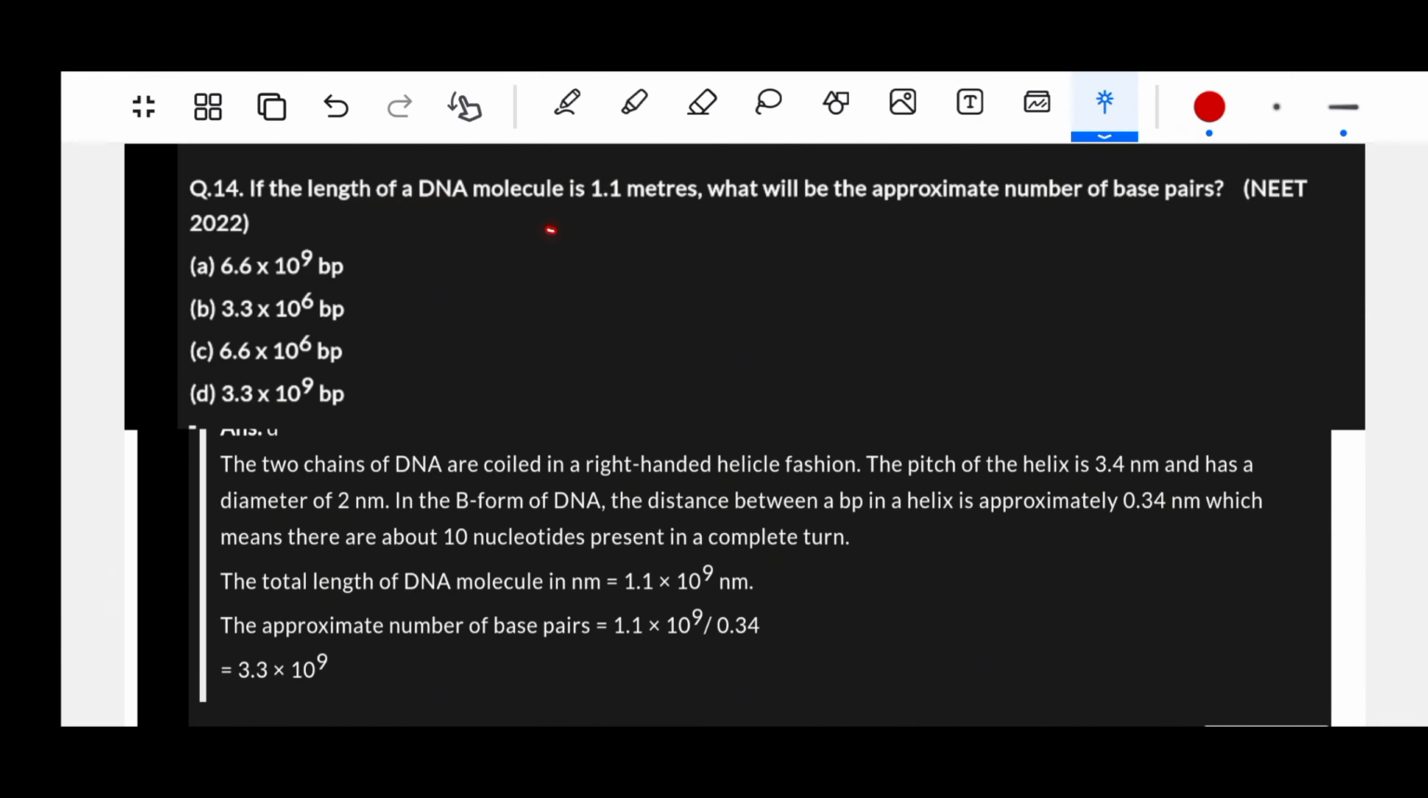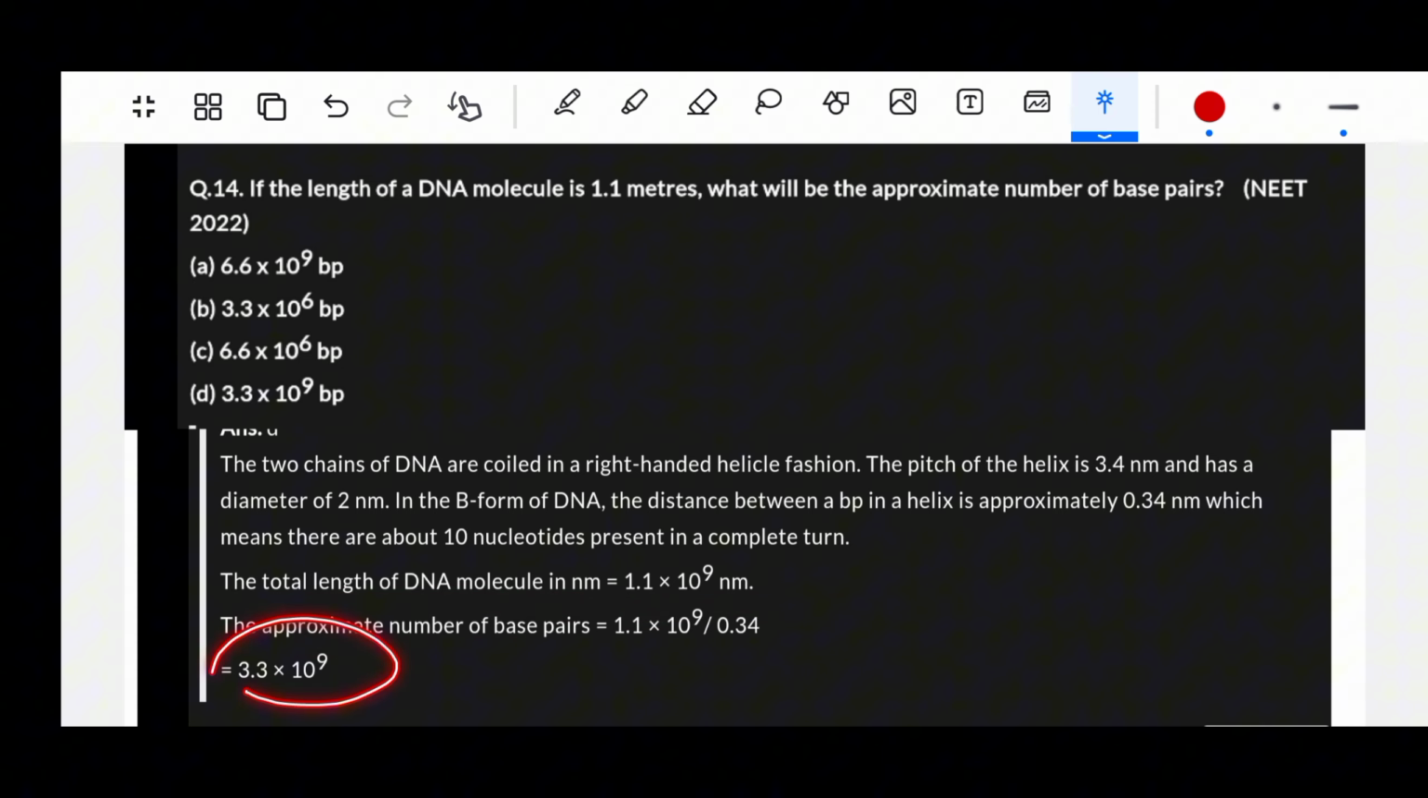If the length of DNA molecule is 1.1 m, what will be the approximate number of base pairs? The two chains of DNA are coiled in a right-handed helical fashion. The pitch of helix is 3.4 nm and has a diameter of 2 nm. In the B form of DNA, the distance between a base pair in a helix is approximately 0.34 nm, which means that there are about 10 nucleotides present in a complete turn. The total length of DNA molecule in nm is 1.1 × 10⁹ nm. The approximate number of base pairs is 1.1 × 10⁹ divided by 0.34, which is equal to 3.3 × 10⁹. 3.3 × 10⁹ is the right answer.